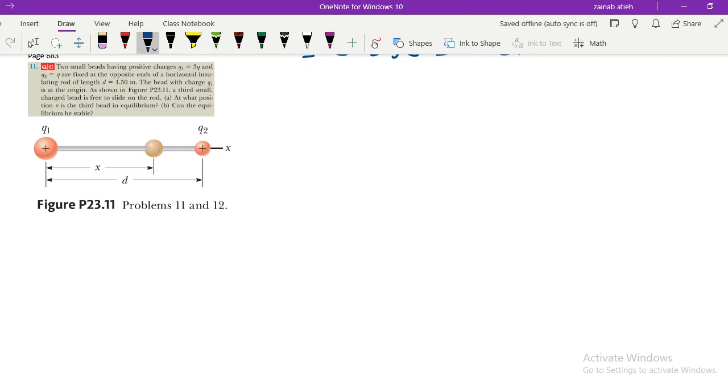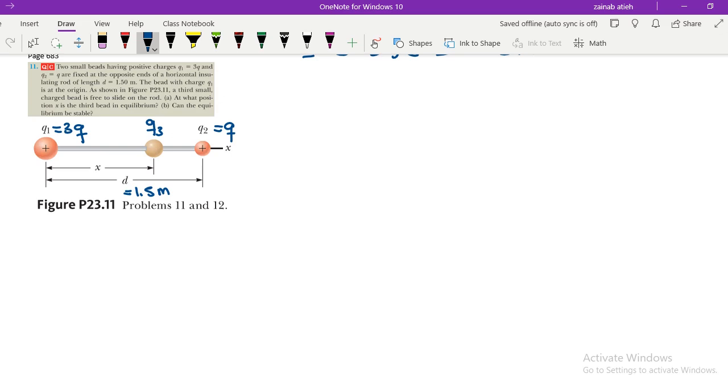I will write the given. Q1 is 3Q. Q2 is Q. And I will call this one Q3. Now Q3, I know nothing about it at all, except that it is at equilibrium. I don't know whether Q3 is positive or negative. I know that Q1 is positive, Q2 is positive, and Q3 I know nothing. I know that Q3 is away from Q1 by a distance x. I've got D equals 1.5, so here D is equal to 1.5 meter. So this is the given.